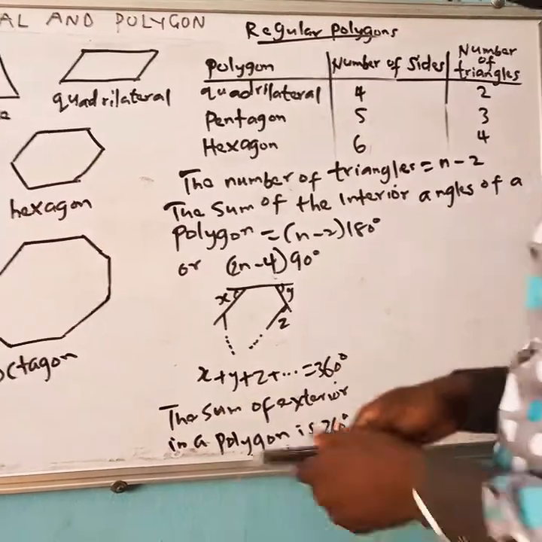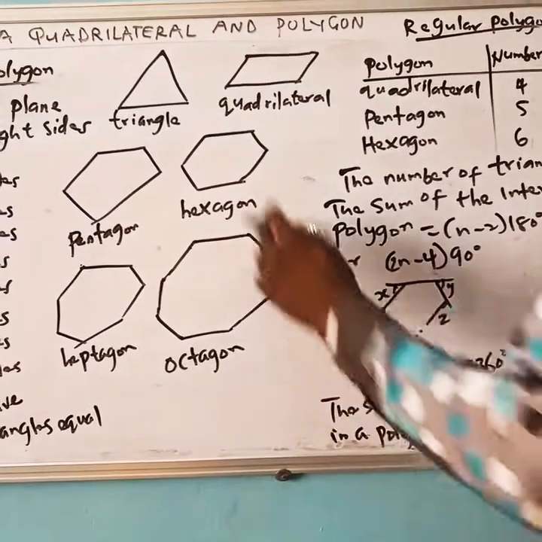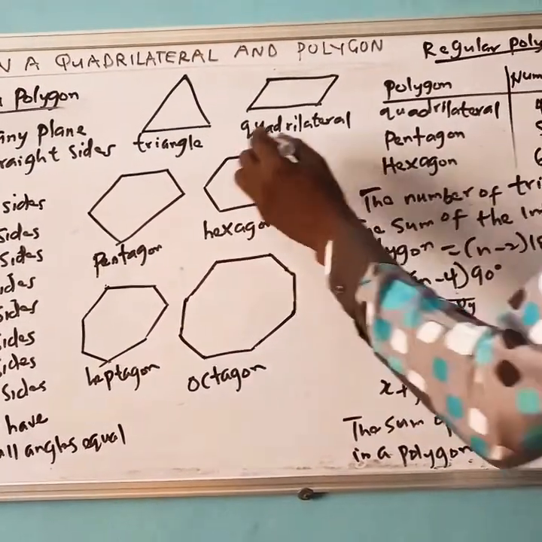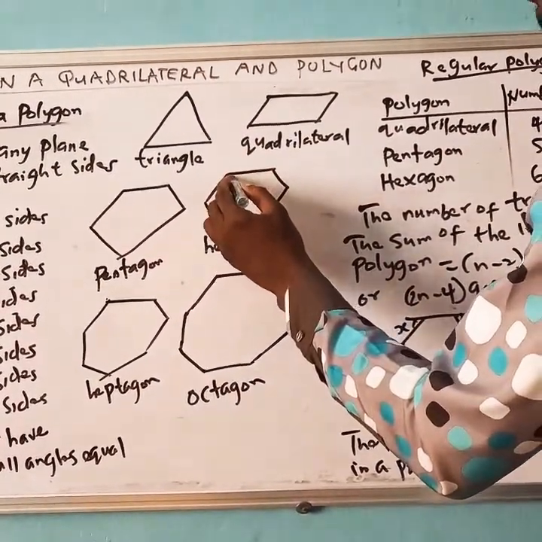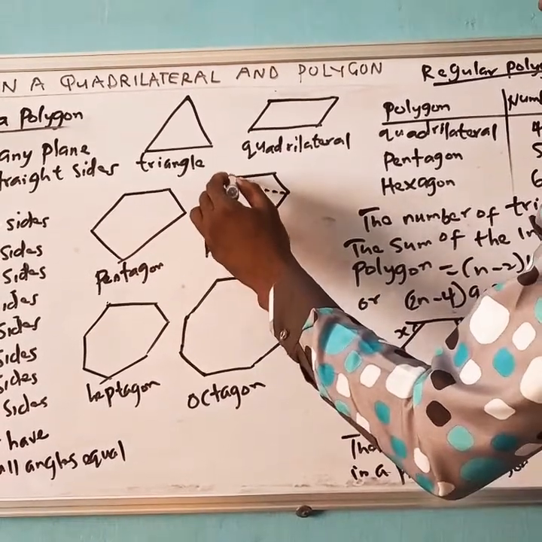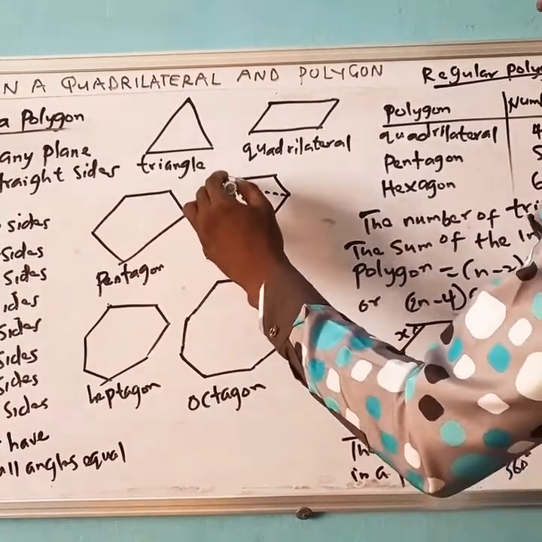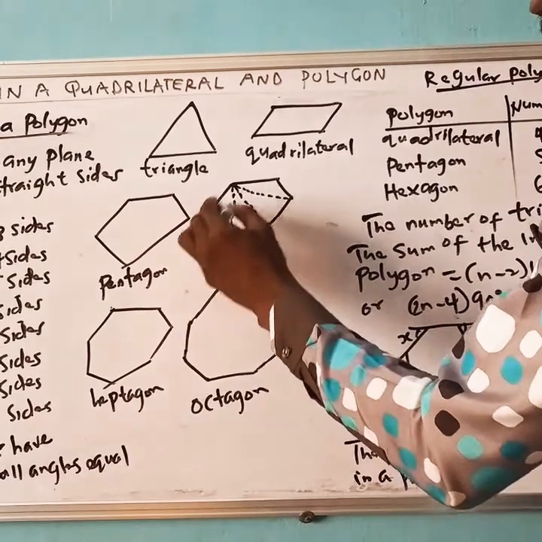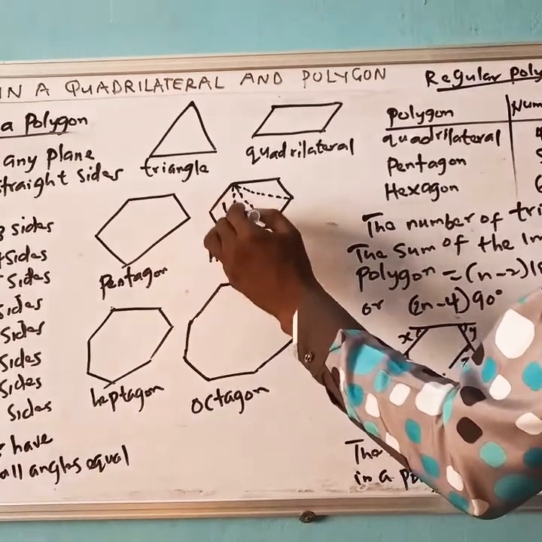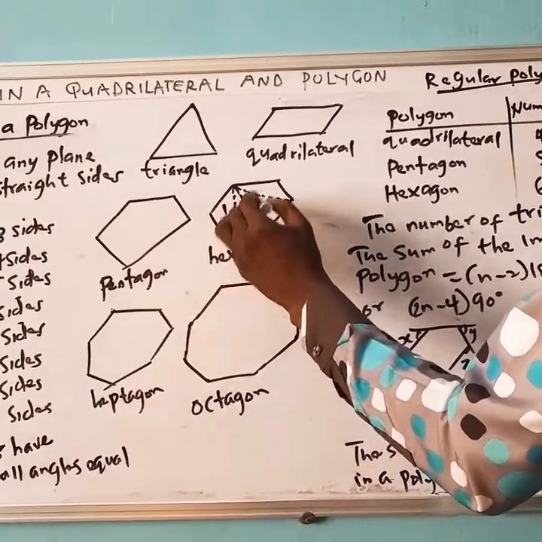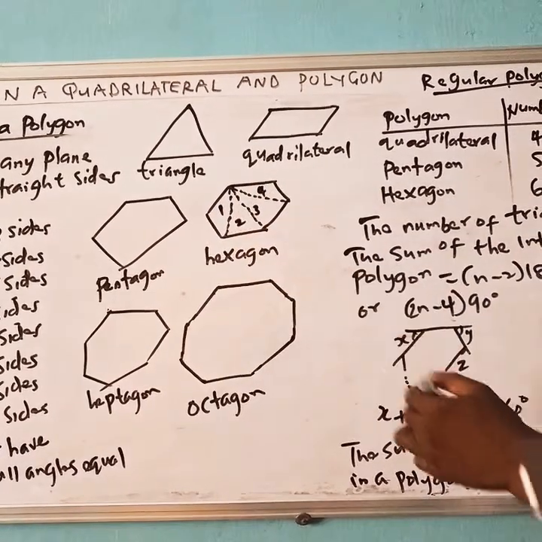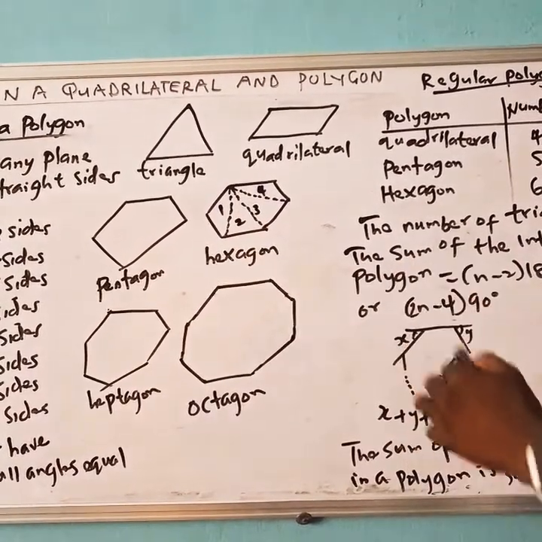How do I come about that? Let me use hexagon as an example. I want to know how many triangles are here. If you break this now, break this, break this. This is first triangle 1, another triangle 2, another triangle 3, and triangle 4. So a hexagon has 6 sides, so it has 4 triangles.